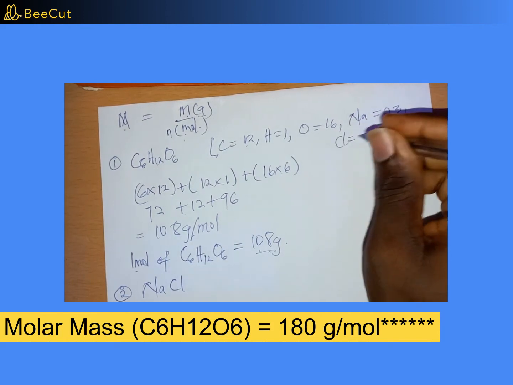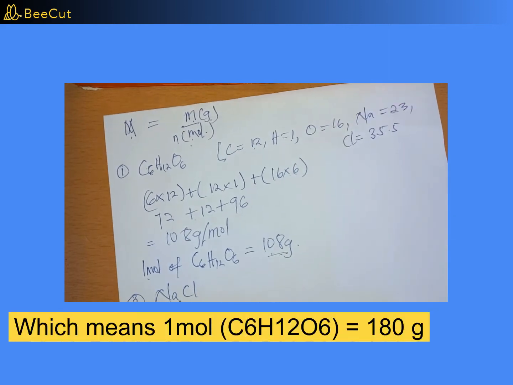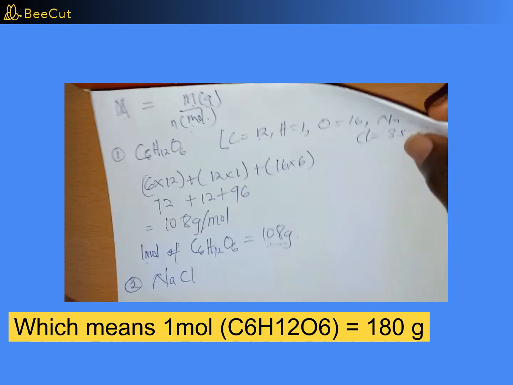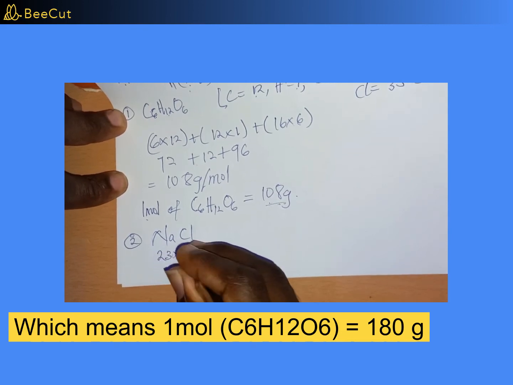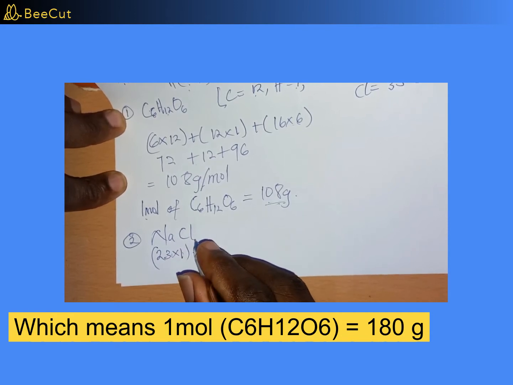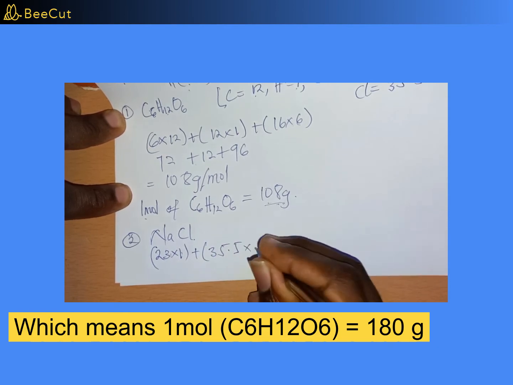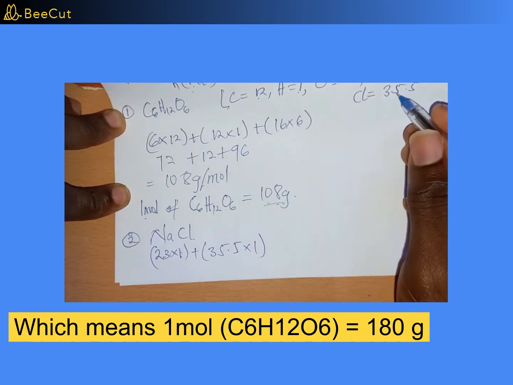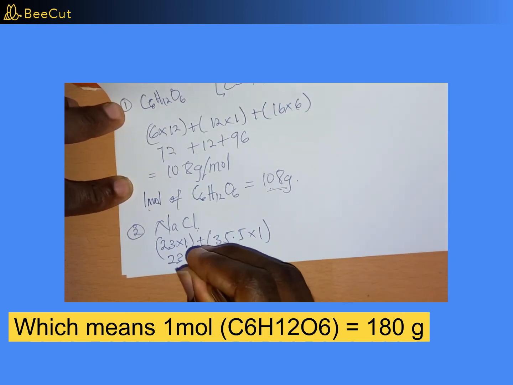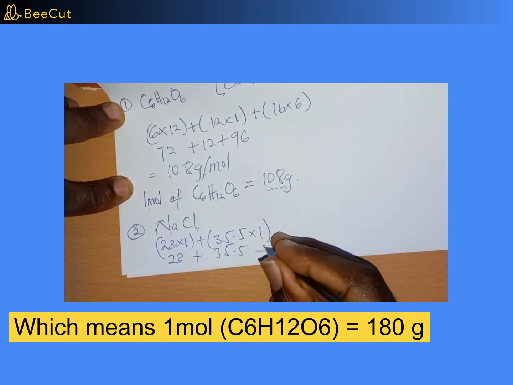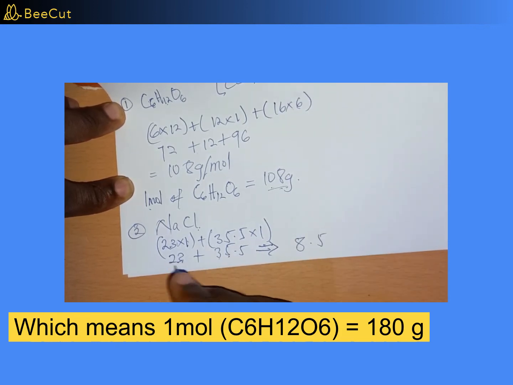Cl is 35.5. So if I am to calculate the molar mass, I have the number of atoms of sodium is what? 1. As you can see, the number of atoms of sodium is 1. So I have 23 times 1 plus the number of atoms of chlorine here is just 1. So I have 35.5 times 1. Remember, I multiply the relative atomic masses by the number of atoms. So when I multiply this, I get 23 plus 35.5, which is equivalent to, when I add this, I get 8.5, then 3 plus this, I get 58.